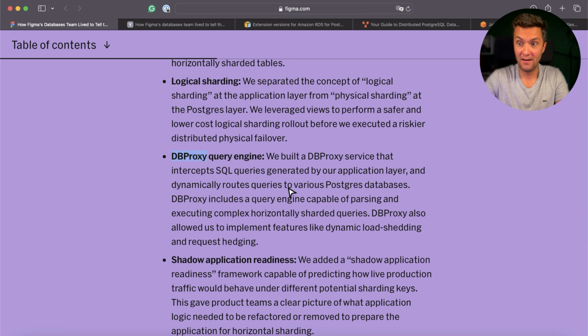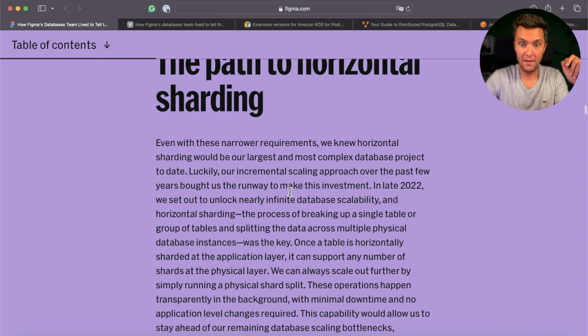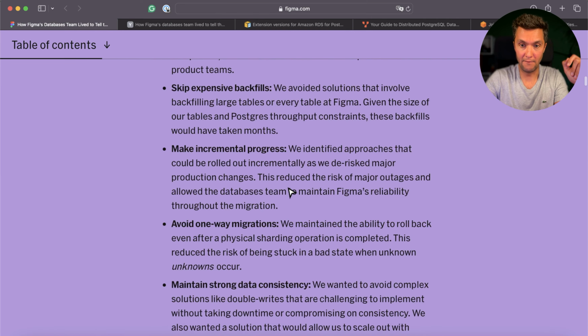Those days, the Citus extension of Postgres, YugabyteDB, and other solutions of the Postgres ecosystem that make it distributed, did not exist. These days, the situation is different. So let's see how the Figma team explains what they did.